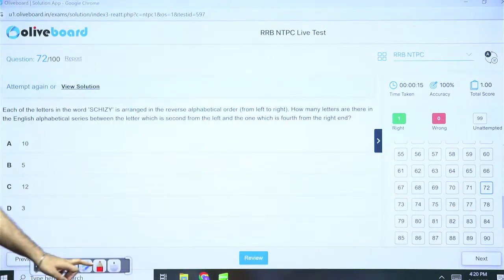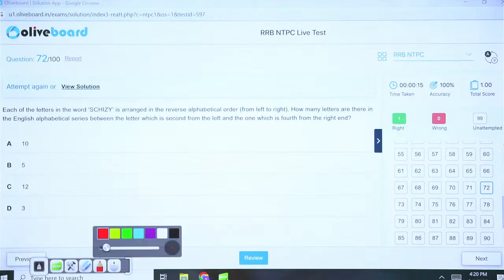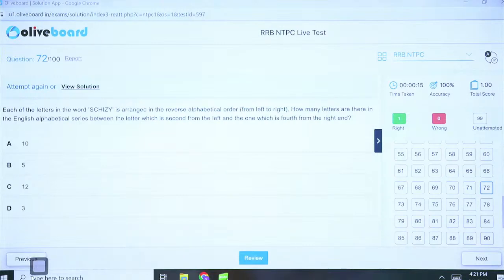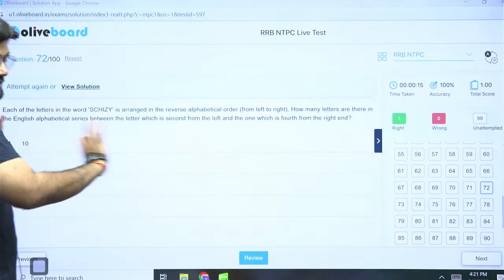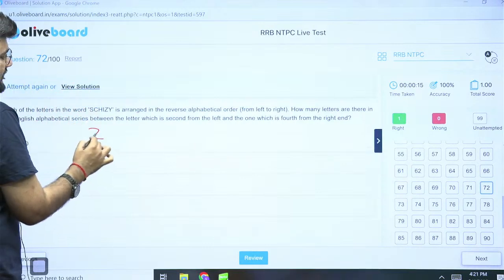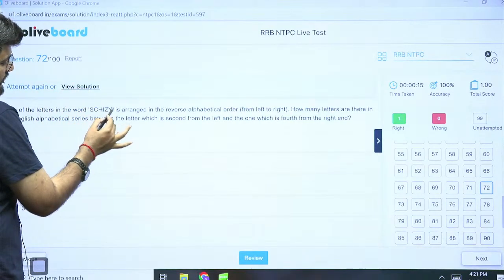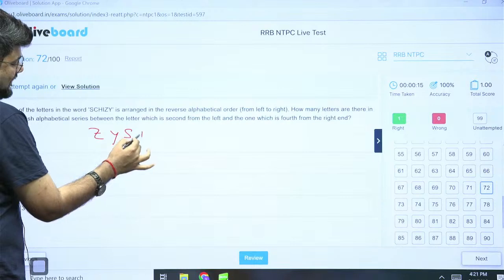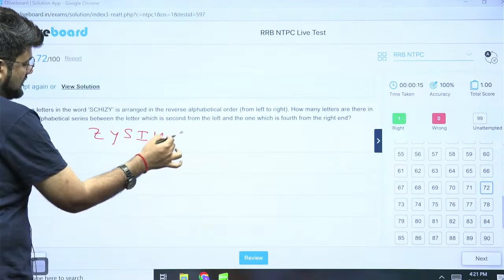Interesting question. Let's look at this one. Each of the letters in the word SCHIZY is arranged in reverse alphabetical order from left to right. Reverse alphabetical means decreasing order. So we'll start with Z, next will be Y, next will be S, next will be I, next will be H, next will be C.